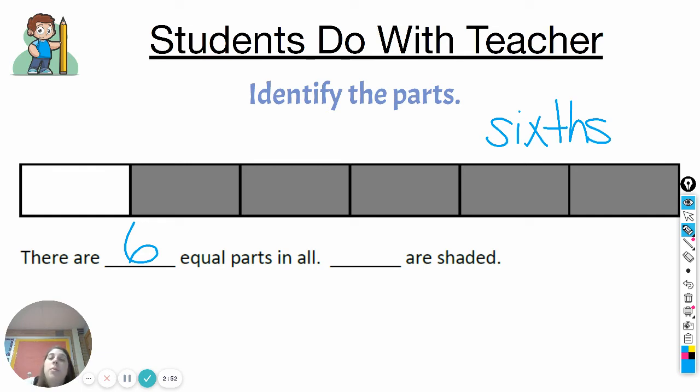Now I'd like you to take a moment and count how many of those 6 are shaded, or how many are colored in.